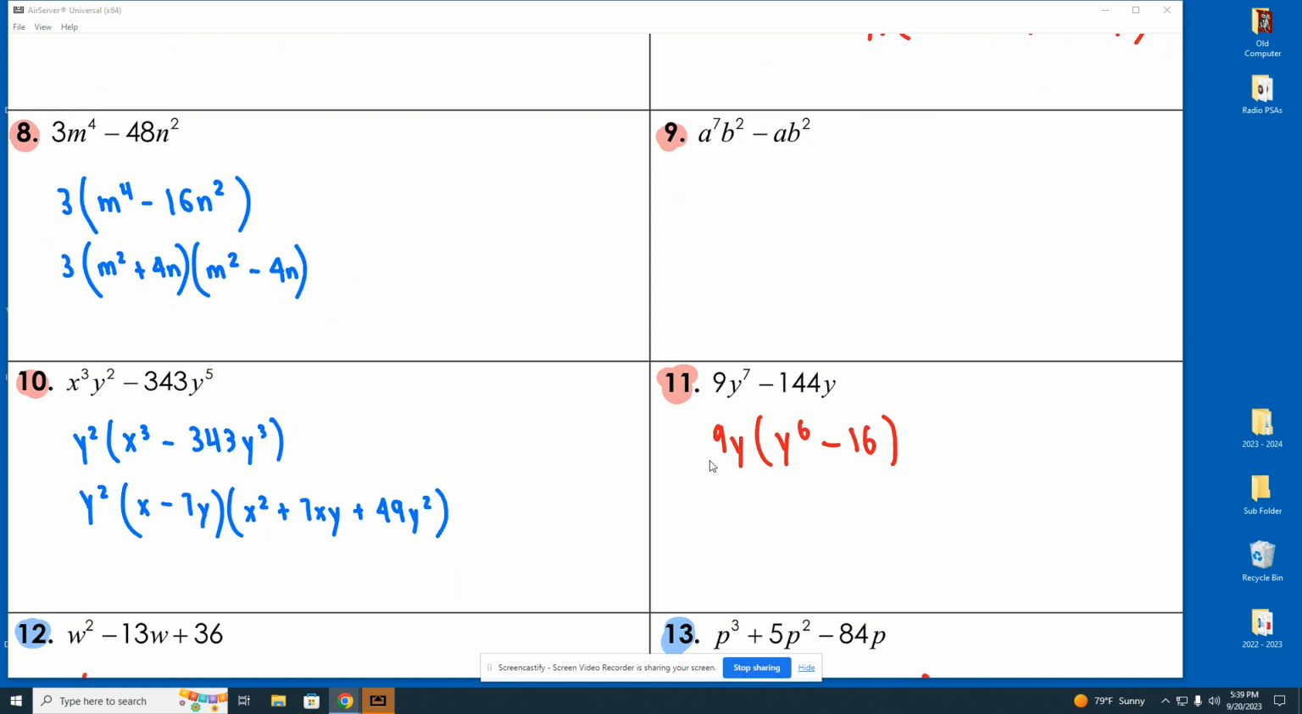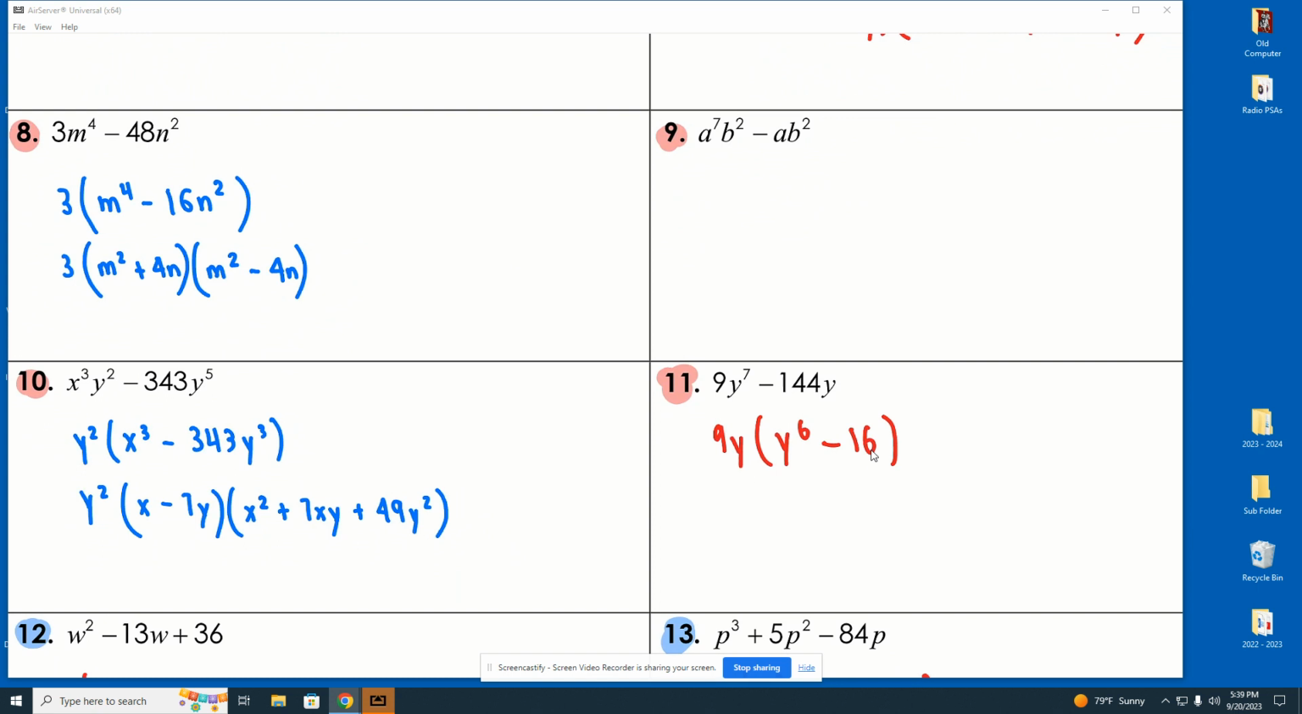So here's the deal. How do I know whether this is cubes or squares? Well, 6 is a little deceptive because that's a multiple of 2 and it's a multiple of 3. So it technically could be. But it's 16. 16 is not a perfect cube, is it? Nothing will multiply by itself 3 times to get 16.